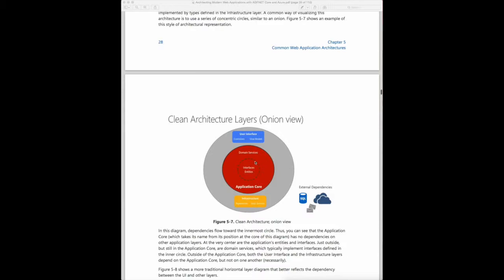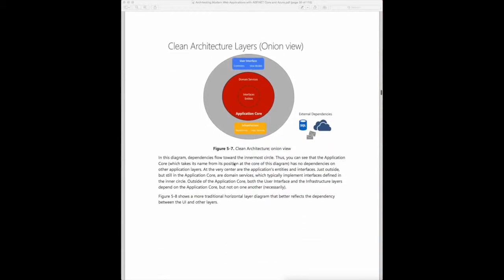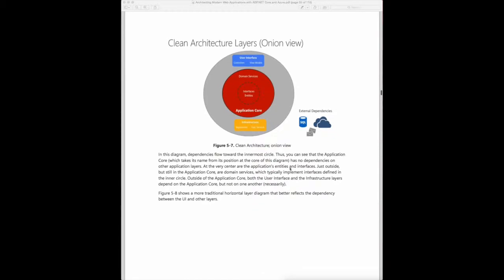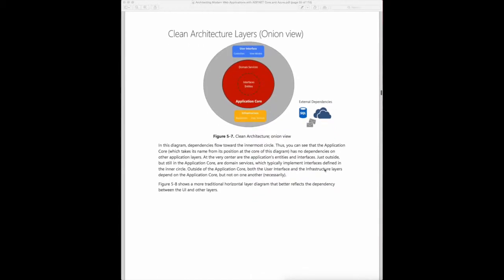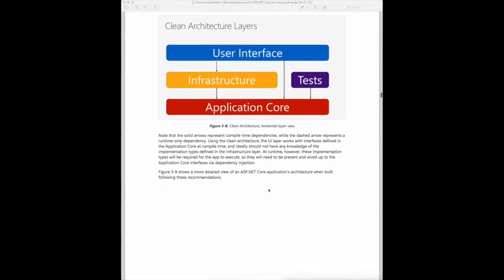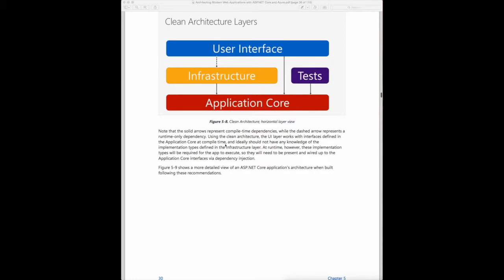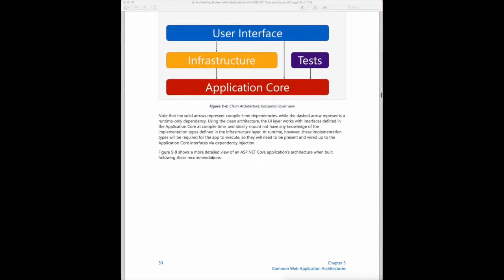So here's the diagram. In clean architecture, at the core, you have business logic, service application core, entities, and your UI and infrastructure are on the outer layer. Here it shows the user interface uses application and infrastructure. Basically, the user interface should be tied to infrastructure interfaces, not using the real implementation. This way, your application core should not be aware of the infrastructure details.